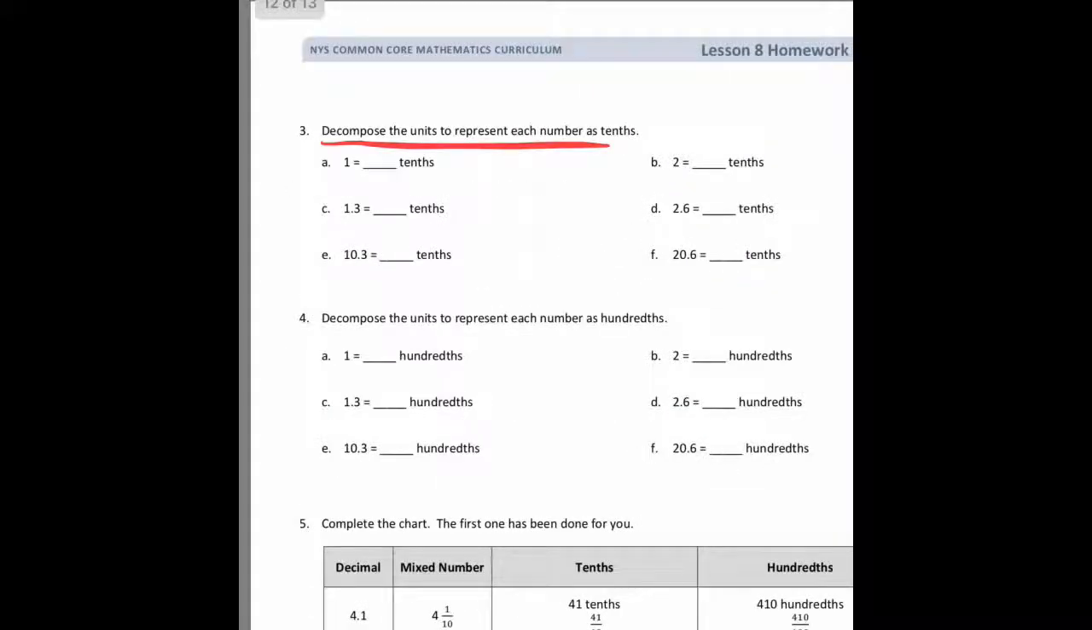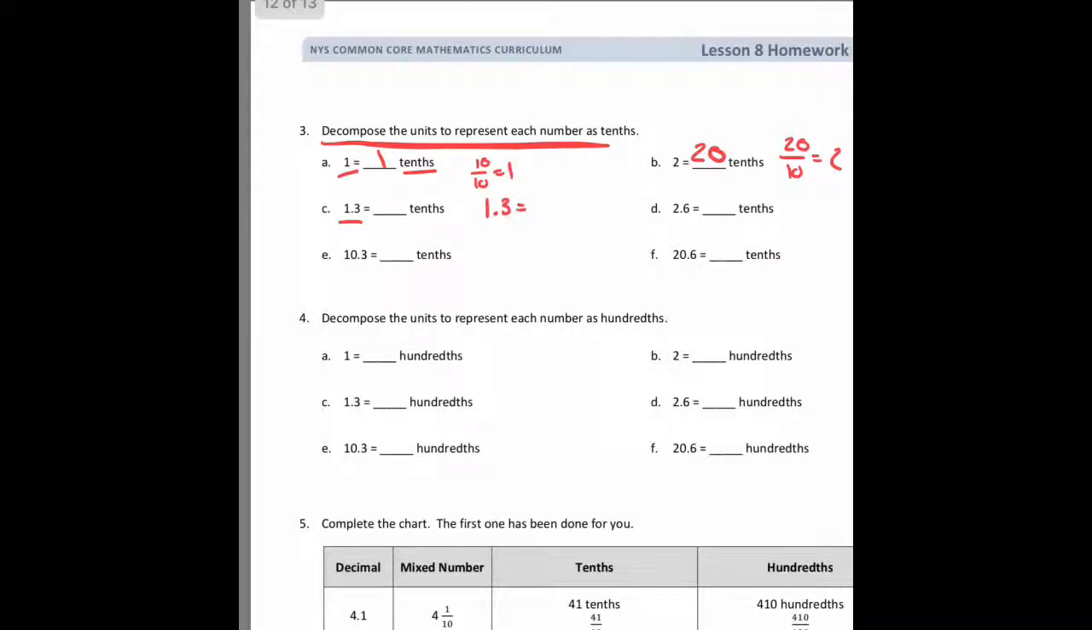Okay, on this next section, we're going to decompose each unit into tenths. So here we have 1, and we want to know how many tenths, so it should be equal to 10 tenths. 2 would be equal to 20 tenths, because that's 2 wholes.